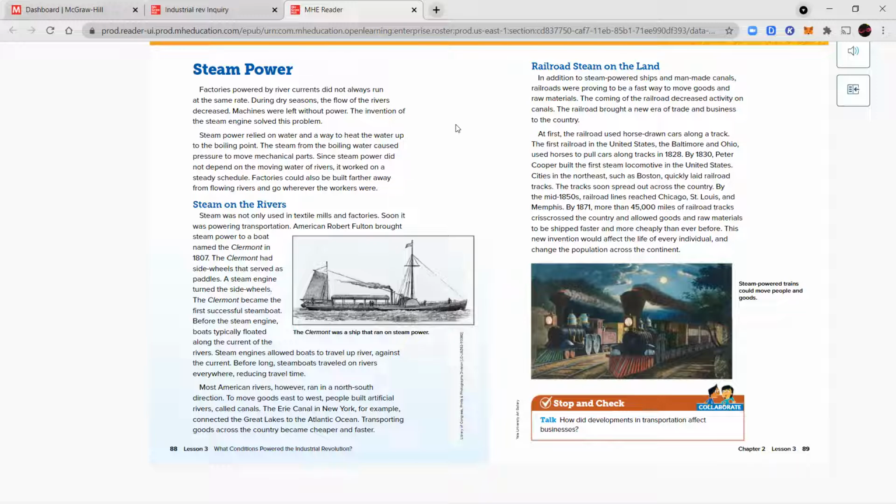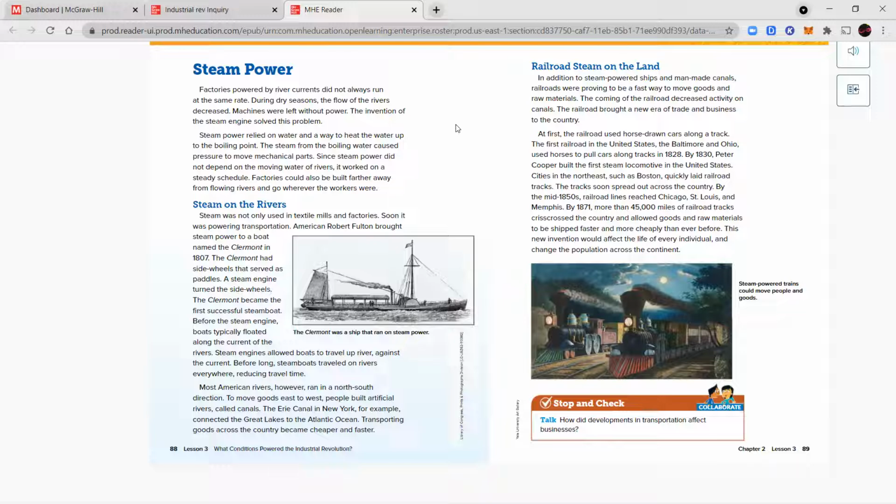By 1830, Peter Cooper built the first steam locomotive in the United States. Cities in the Northeast, such as Boston, quickly laid railroad tracks. The tracks soon spread across the country. By the mid-1850s, railroad lines reached Chicago, St. Louis, and Memphis. By 1871, more than 45,000 miles of railroad tracks crisscrossed the country and allowed goods and raw materials to be shipped faster and more cheaply than ever before. This new invention would affect the life of every individual and change the population across the continent. Steam-powered trains could move people and goods.